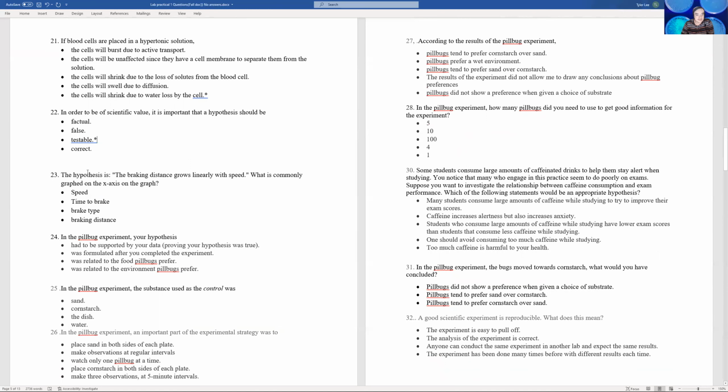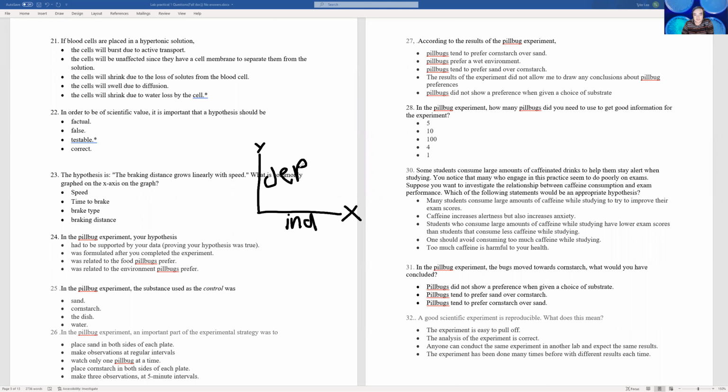The hypothesis is the braking distance grows linearly with speed. What is commonly graphed on the x-axis of this graph? For this, we have to remember what variable goes on the x-axis and what variable goes on the y-axis. On the x-axis, we have our independent variable. And on the y-axis, we have the dependent variable.